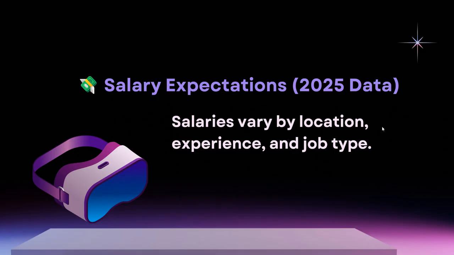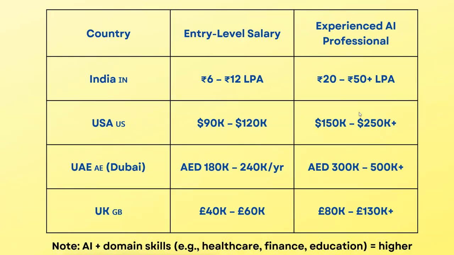Now, what is the salary expectation as of today's date, with 2025 data? Salaries vary by location, experience, and job type. Let me give you some information regarding the salaries in case you are going to become a master in AI. In India, the entry level salary is rupees 6 lakh to 12 lakh per annum. Once you get experience of certain years, your salary can rise to rupees 20 lakhs to 50 lakhs per annum.